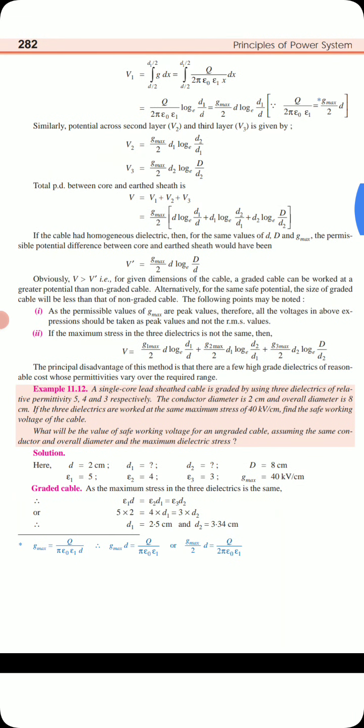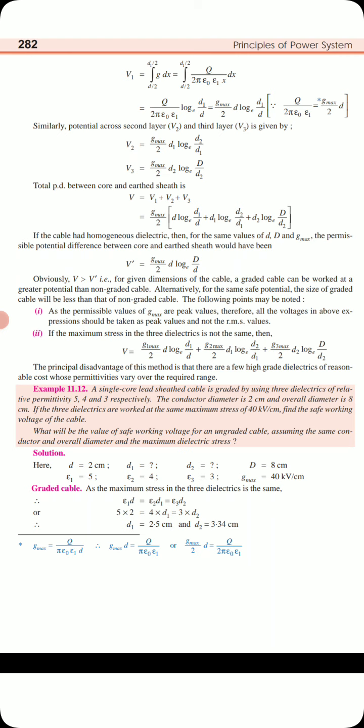So we will solve one problem here. A single core lead sheathed cable is graded by using three dielectrics of relative permittivity 5, 4 and 3 respectively. The conductor diameter is 2 cm, overall diameter is 8 cm, that is small d is 2 centimeter and capital D is 8 centimeter. The dielectrics are worked on the same maximum stress 40 kV per centimeter. Find the safe working voltage of the cable.